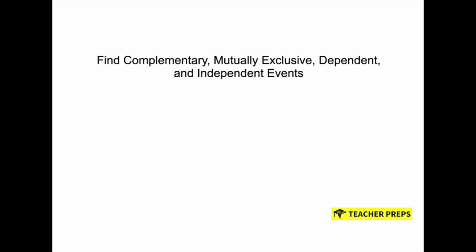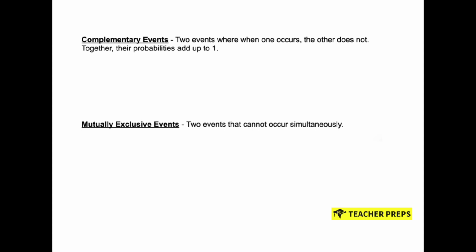In this video, we're going to find the probability of complementary, mutually exclusive, dependent, and independent events. Let's first talk about complementary events. These are two events where when one occurs, the other does not occur, and together their probabilities add up to 1. An example would be flipping a coin.